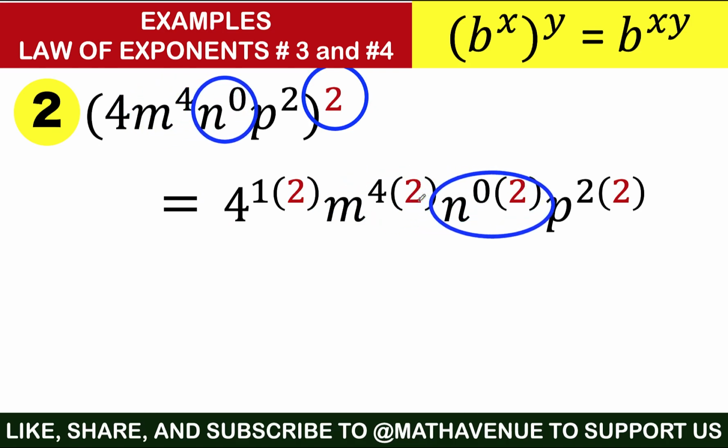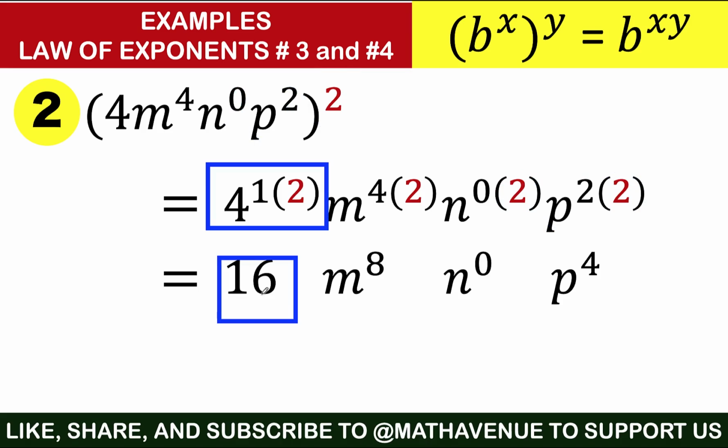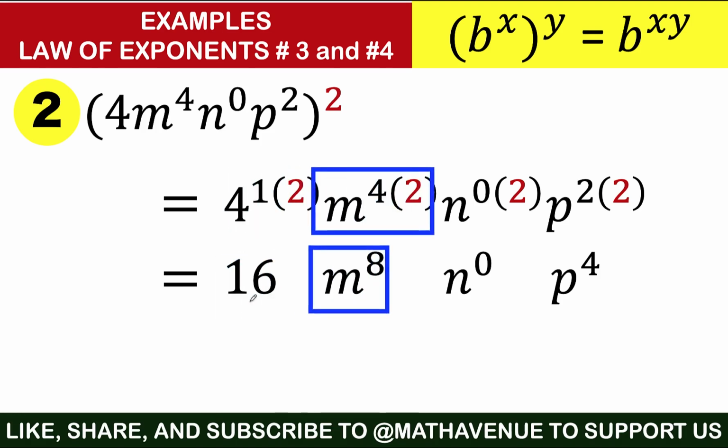And do the same thing for the rest of the factors. Then let's simplify. This part here is equal to 16 because 4 times 4, that means 4 raised to the 2nd is 16. Then the next one is m to the 8th.